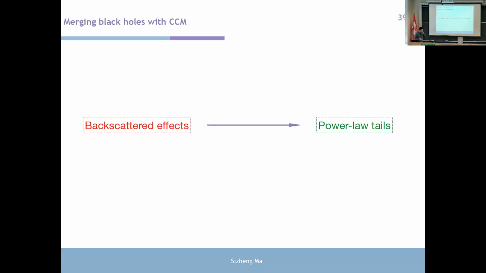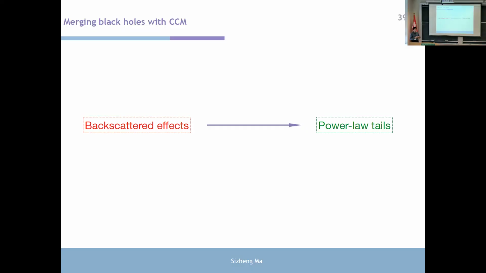So after my years of development, right now this CCM has become a quite mature method, and we can use CCM to merge binary black holes quite routinely. And below, I'm going to show you an important application of CCM, which is to reveal late-time power law tails.